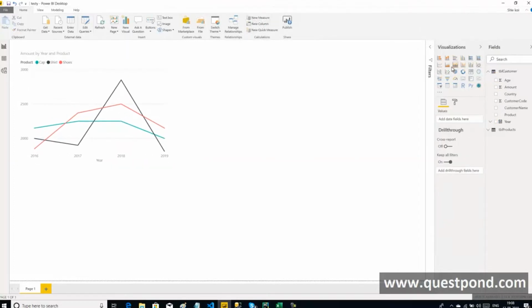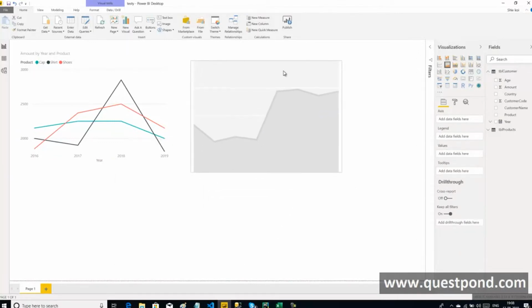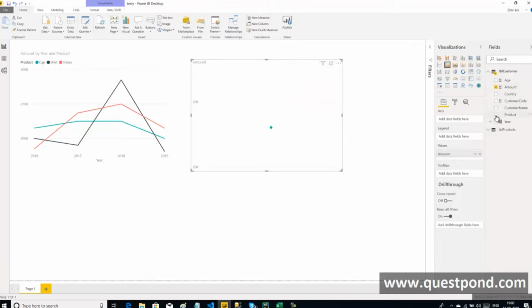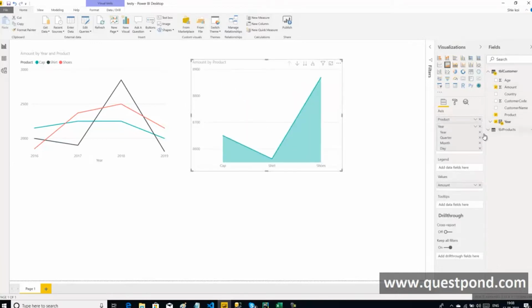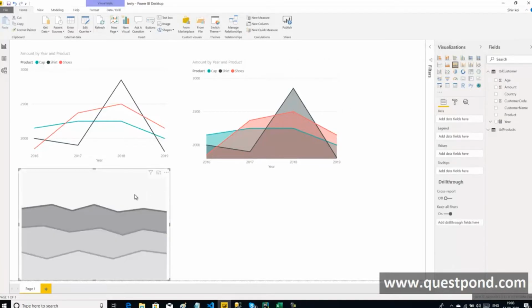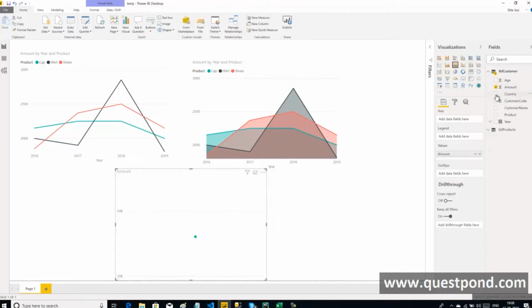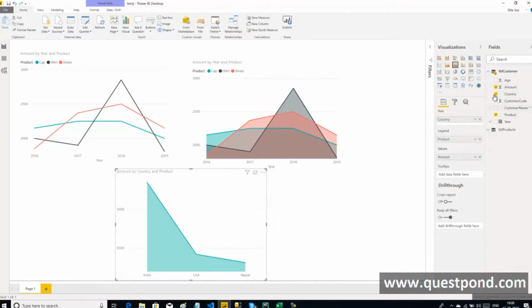In the same way, let me go ahead here and take the area chart, and let's do the same thing. Let's take the product and the year and the amount, right? So I'm going to take the amount, the product, the year, and we will drag the product into the legend, right? And in the same way, let us take the stacked area chart. So let's put all of them out here, and let's see what is so different in each one of them.